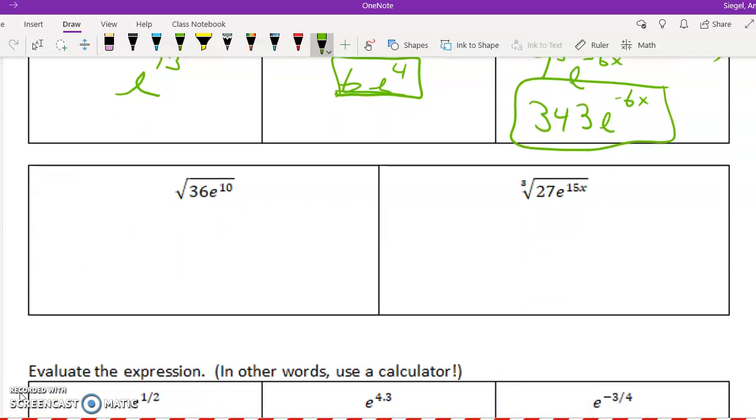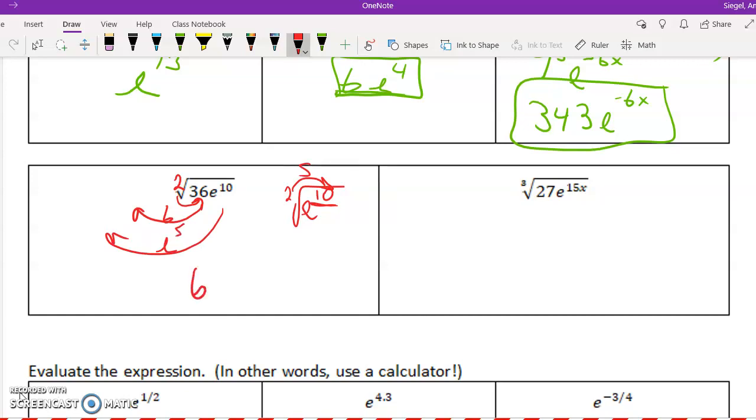For this next section, I'm going to change colors here. Remember, this is a square root, and so I'm going to take the square root of 36, which comes out as a 6, and I'm going to take the square root of e to the 10th. So remember, whatever exponent this is, I'm going to ask myself, how many times does 2 go into 10? 5. So we're going to take out an e to the 5th power. So my answer is going to be 6e to the 5th power.